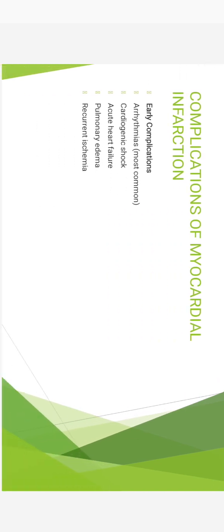Next, complications of myocardial infarction. Complications can occur early or late and significantly affect patient survival. One of the most common early complications is arrhythmia, because damaged myocardial tissue interferes with normal electrical conduction. Ventricular fibrillation is especially dangerous and can lead to sudden cardiac death if not treated immediately. Another serious complication is cardiogenic shock, where the damaged heart cannot pump enough blood to meet body requirements. Patients may present with hypotension, poor perfusion, and organ dysfunction.